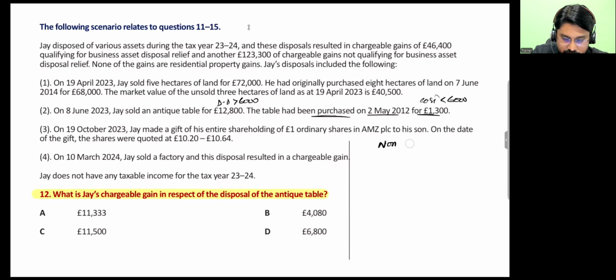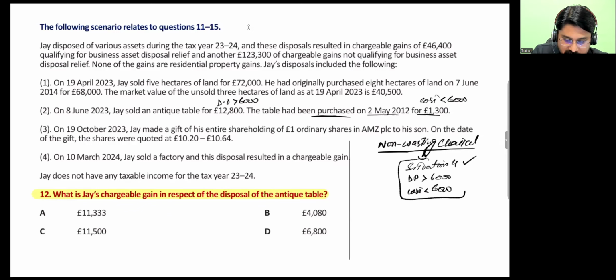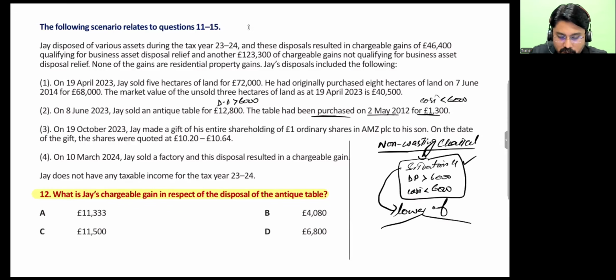It's a non-wasting chattel, and for this non-wasting chattel, situation 4 is applicable. Why situation 4? Because disposal proceed is more than 6,000 and cost is less than 6,000, and situation 4 suggests that the lower of will be the gain amount. The lower of what? The lower of normal gain or the 5/3 rule. Normal gain, how can we compute? The asset is disposed for 12,800 and cost of the asset is 1,300. 11,500 is the normal gain amount.